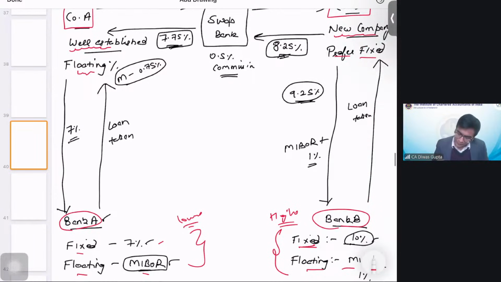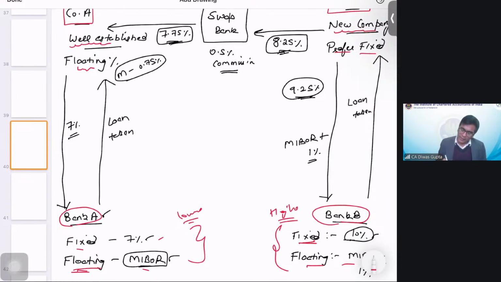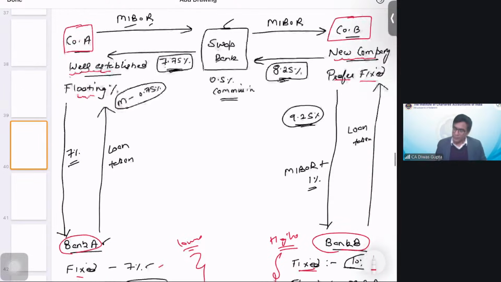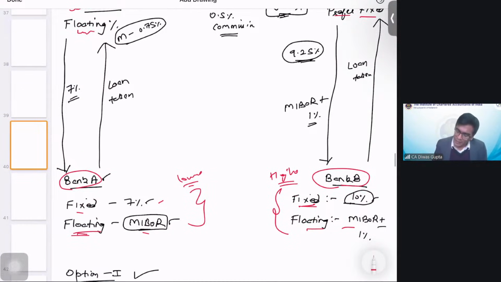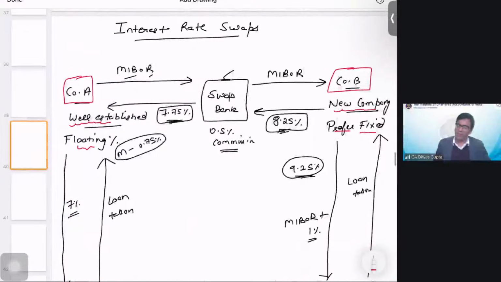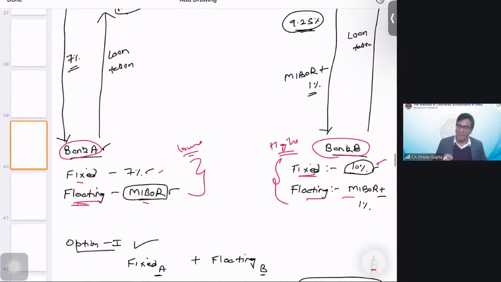Now, both of them have two options. Since Company A wants to borrow in floating, Company A can just go and borrow at the rate of MIBOR. Company B, on the other hand, has an option: if they want to borrow on a fixed basis, they can just go and borrow at 10%. But both of them approach a swap bank with their problem. There is a third bank called swap bank. Both companies tell the swap bank that Bank A has given this quotation and Bank B has given this quotation. Now what do you suggest?